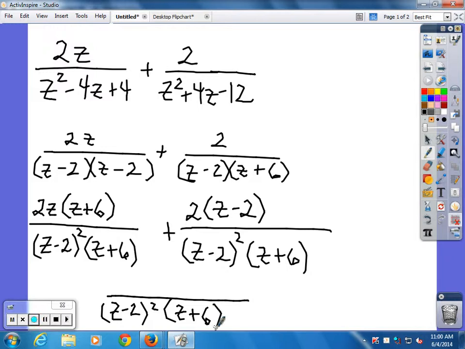And then up top, we have 2z squared plus 12z plus 2z minus what? 4.